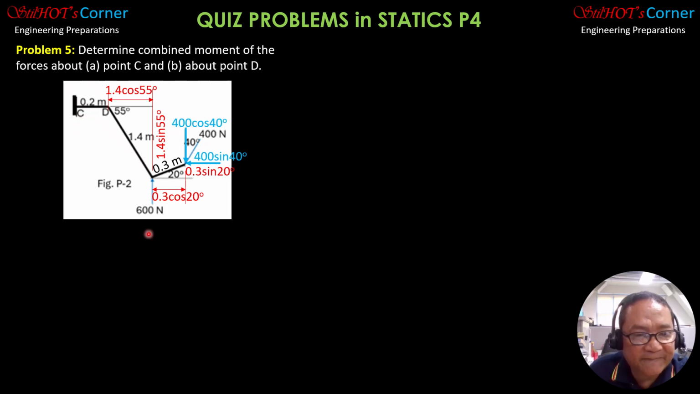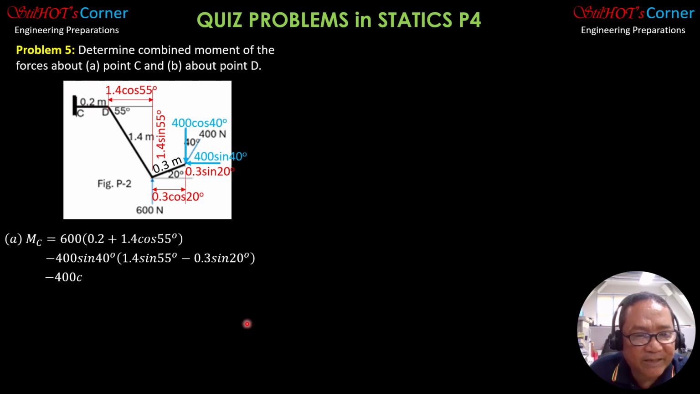So negative. So moment about C is positive 600 times quantity 0.2 plus 1.4 cosine of 55, then minus 400 sine of 40 times the quantity 1.4 sine 55 minus 0.3 sine of 20, then minus 400 cosine of 40 times the moment arm, the quantity 0.2 plus 1.4 cosine 55 plus 0.3 cosine of 20.